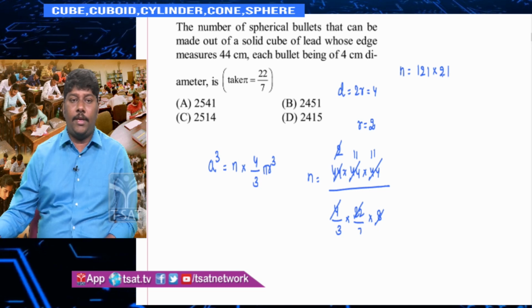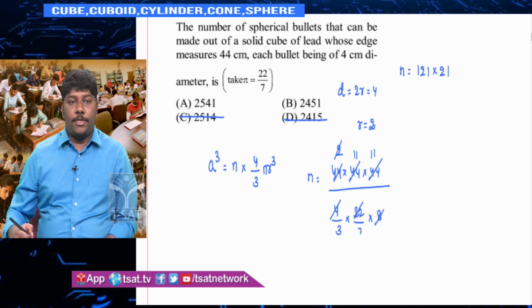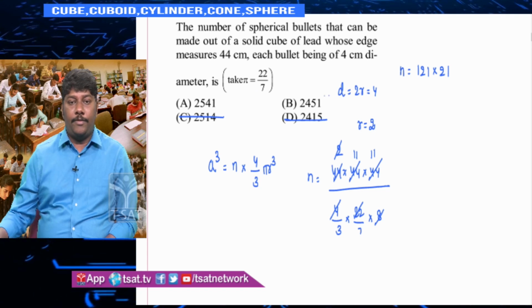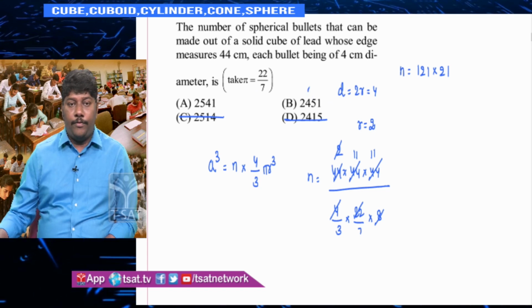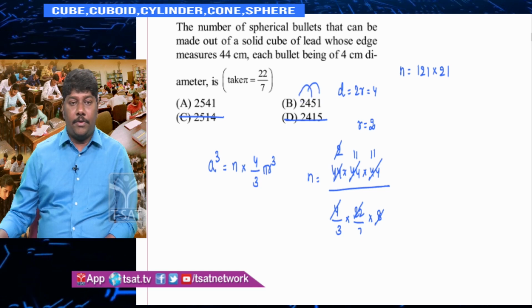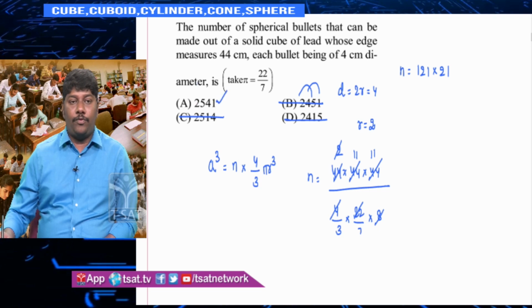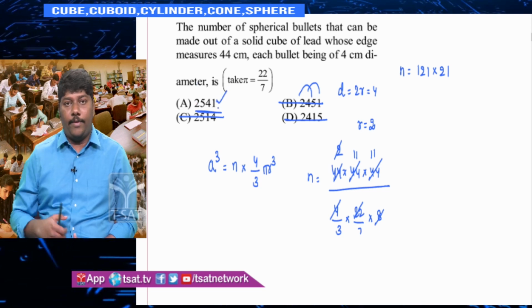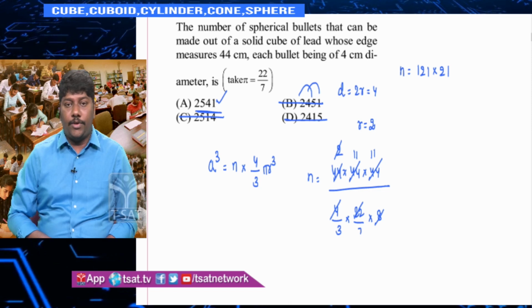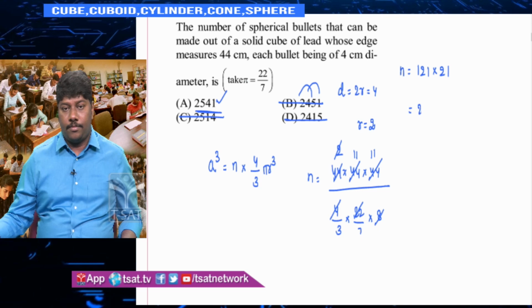By looking at it, you can eliminate these two options, and the number must be divisible by what? The number must be divisible by 11. 4 plus 1 is 5, 2 plus 5 is 7. So, it is not divisible by 11. So, by eliminating options also you can say your answer is 2541, because this is divisible by 11 and its unit digit is also 1. Even if you multiply, you are going to get 2541.